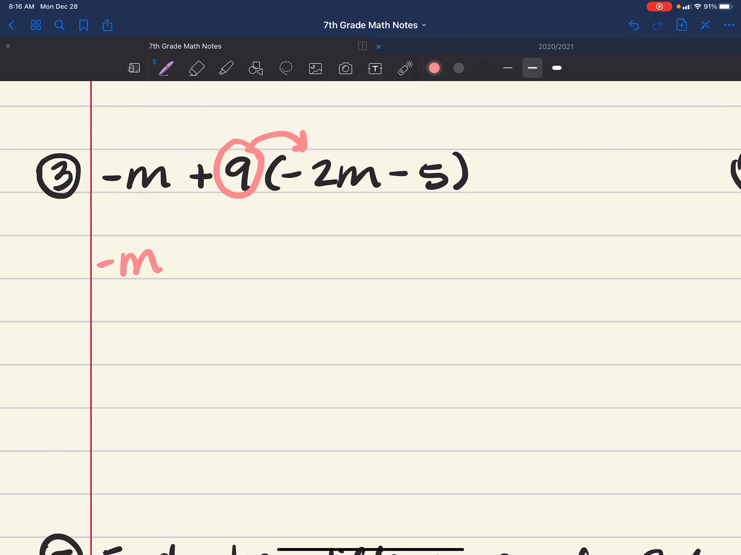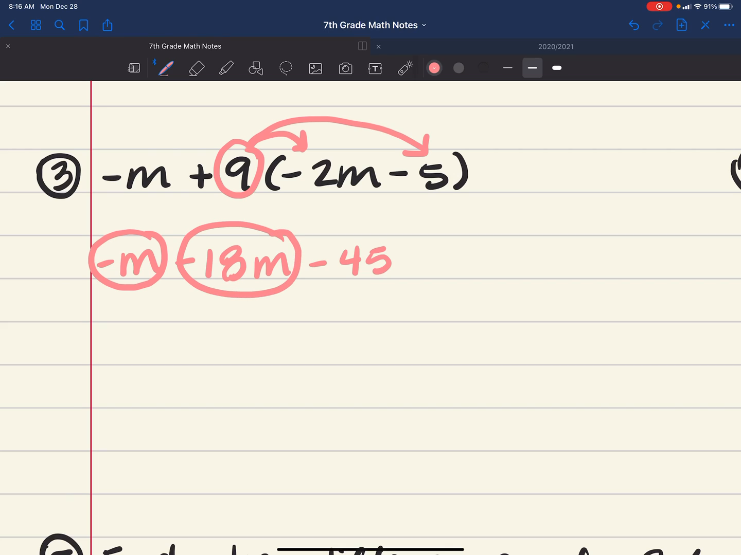So let's bring down that negative m. 9 times negative 2 is negative 18m. You cannot forget those variables. 9 times negative 5 is negative 45. I'm going to circle my terms that have variable m in it. So negative m and negative 18m, and box my constants, which is only 1.